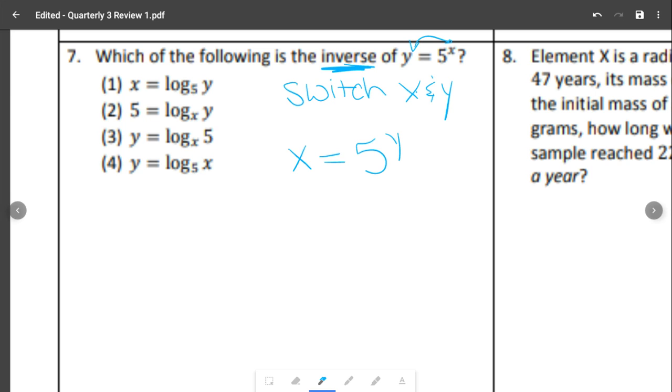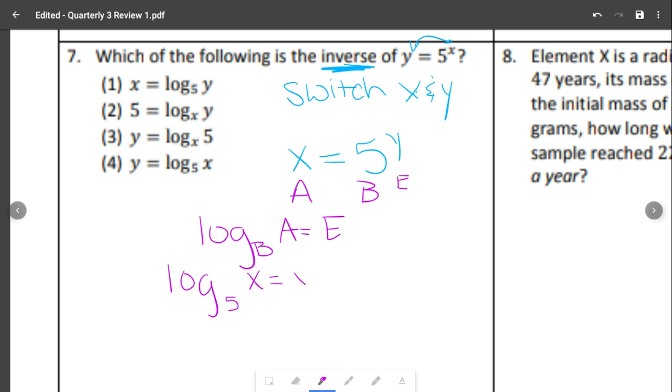But unfortunately, that does not match any of my answer choices. All of my answer choices are written as a log. So from here, we're going to have to rewrite this. 5 is our base, y is our exponent, x is our answer. So log b. Rewriting this, we're going to have a log of base 5. The answer was x, and it equals the exponent, y. So looking at my answers here, answer choice 4 matches.